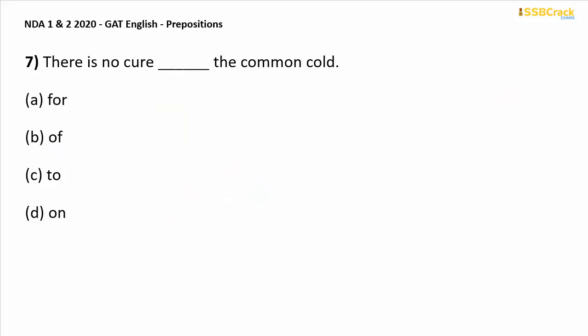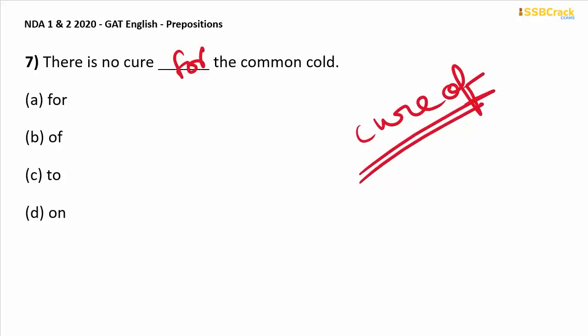There is no cure dash the common cold. Again, there is a question of what kind of preposition to be used after cure. There are more than one prepositions to be more precise. Well, it is: there is no cure for the common cold. Okay, you will say, I have heard of the term called cure of. Obviously, there is a term called cure of, and using the preposition of after cure is not wrong, but both for and of are used, but in different circumstances.